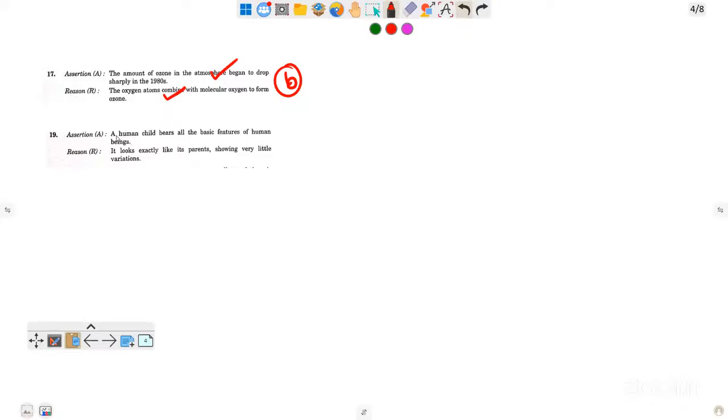What about this one? A human child bears all the basic features of human beings. What about the chromosome number? That is 46. All the basic features, that is correct. It looks exactly like its parent, showing very little variation. No, they are not exactly like their parent. The reason is incorrect. So the assertion is true and the reason is false. Yes, very good.